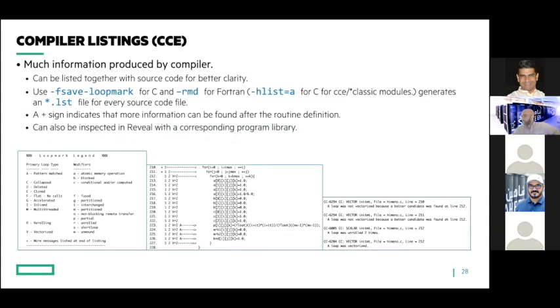But before we look at OpenMP pragmas, let me very quickly have a look at compiler listings. With the Cray compiler, with the appropriate flags, you can generate, for every source file, an according listing file that shows you what has been vectorized exactly, what has been unrolled, and so on. And you can have a look at this in a very nice way in Reveal.